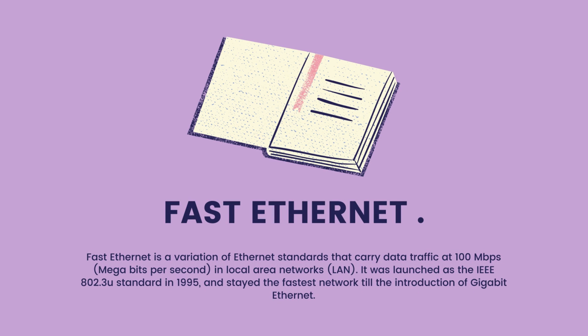Next is Fast Ethernet. Fast Ethernet is a variation of Ethernet standards that carry data traffic at 100 Mbps, or megabits per second, in local area networks. It was launched as the IEEE 802.3u standard in 1995 and stayed the fastest network till the introduction of Gigabit Ethernet.